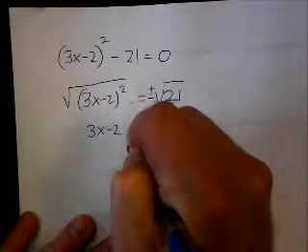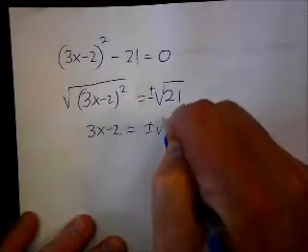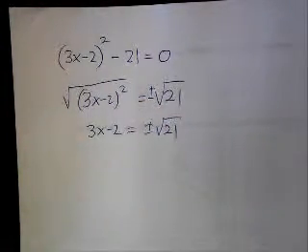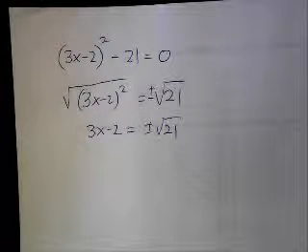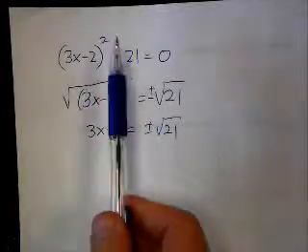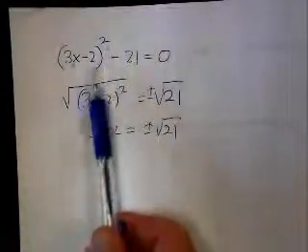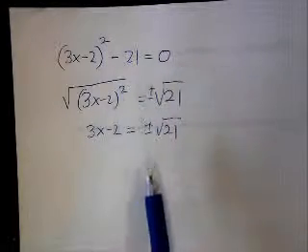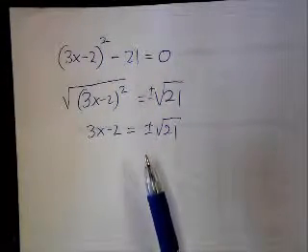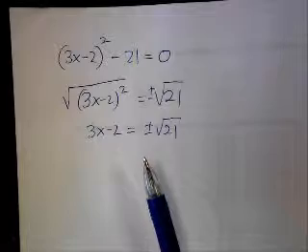3x minus 2 equals plus and minus the square root of 21. Is the square root of 21 a nice number? No, it's some ugly decimal, isn't it? So I leave my answer just like that. Which tells me that if I'd have started by FOILing this out and combining like terms, my thing wouldn't have factored and I'd have been stuck. Would have been in a bad situation.